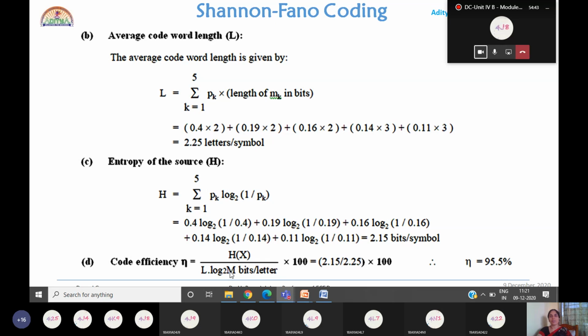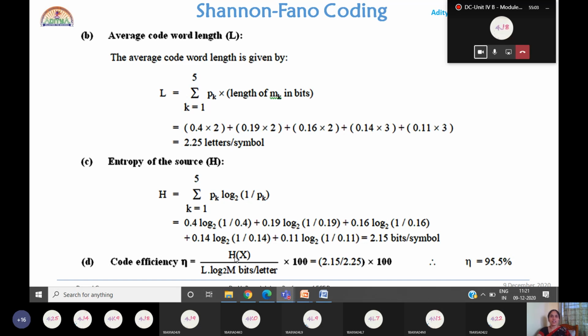And when you partition, you have assigned 0 to the higher subset and 1 to the lower subset, and you have divided into 2 partitions. You would have to divide into 3 partitions if m is 3. So H of x divided by L into log m base 2 bits per letter, into 100.